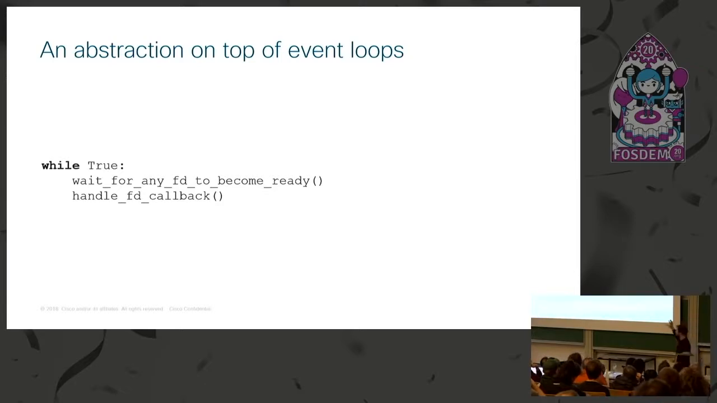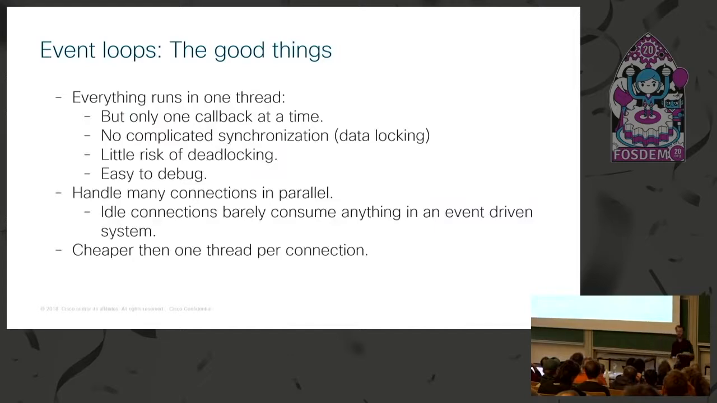So if you keep this in mind, then you see that we only run one callback at a time, right? And that's really the advantage of event loops. These callbacks won't interfere with each other. So we run everything in one thread, one callback at a time. There is no complicated synchronization like data locking and so on. It's also pretty easy to debug, because if you put a break statement in your code, your whole event loop will freeze, and you can inspect the state of all coroutines.